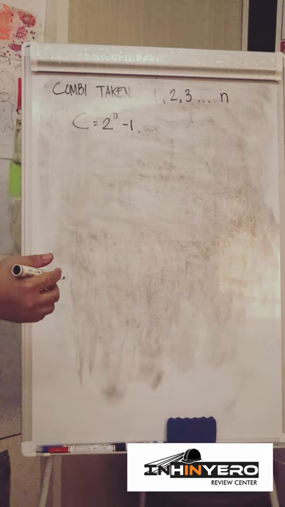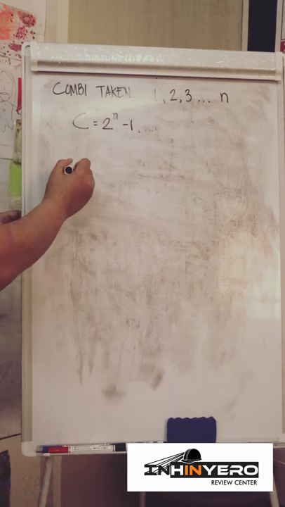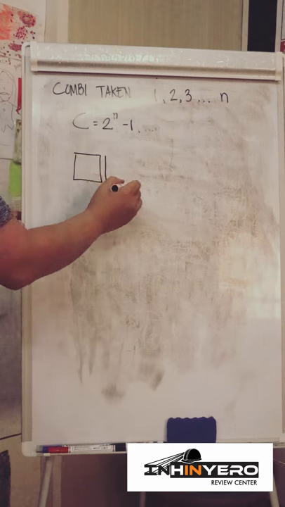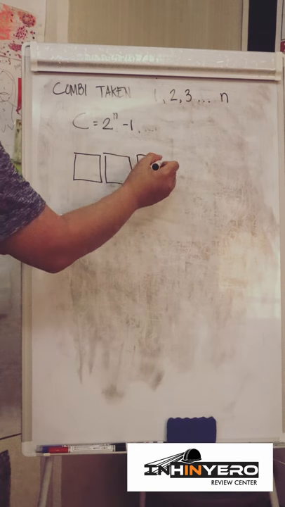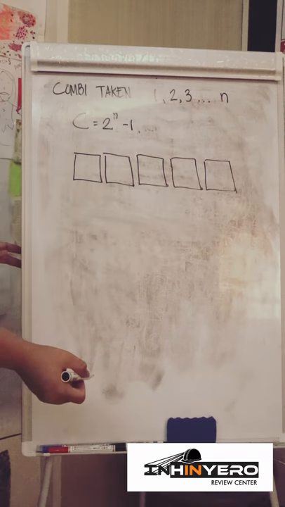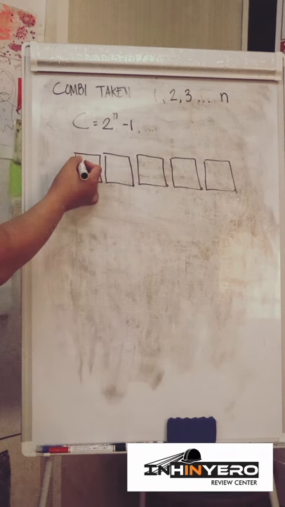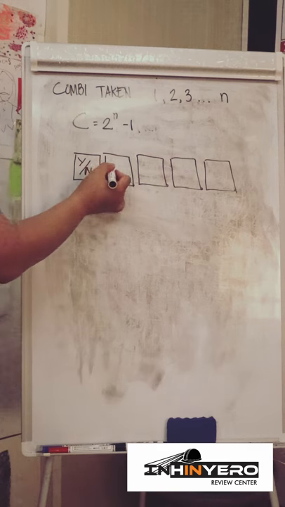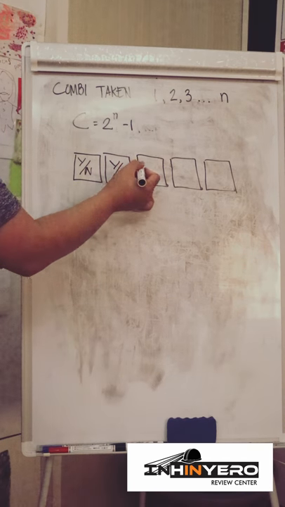So, pwede mong i-invite yung una. So pwede ka mag-invite ng isa. Kung mag-invite ka ng isa, how many combinations are there? Pwedeng si friend 1, friend 2, friend 3, friend 4, friend 5. So, merong 5. Or pwede kang mag-invite ng 2. Sino yung 2 dun sa 5 mong friend?